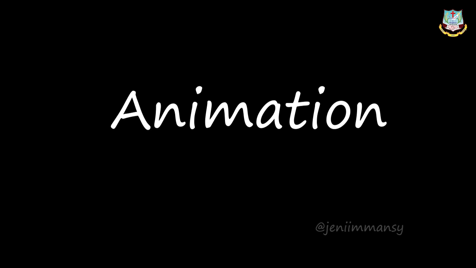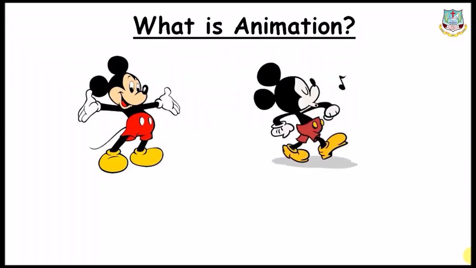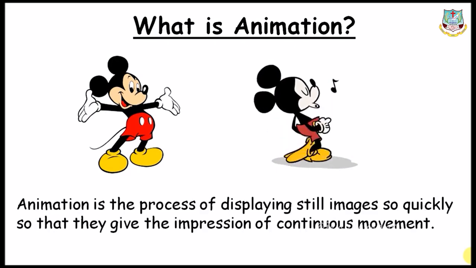That is animation. Okay, we have an image of a boy and we have to create an impression as if he is running from left to right. This we can do by animation. Okay, let's see the definition of animation. Animation is the process of displaying still images so quickly that they give the impression of continuous movement.